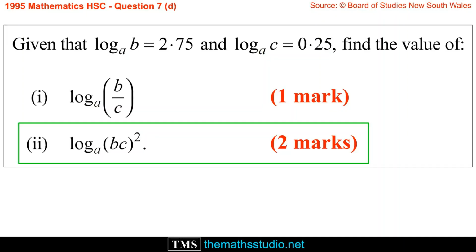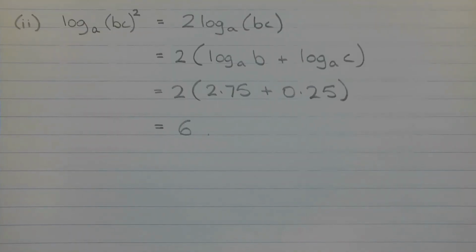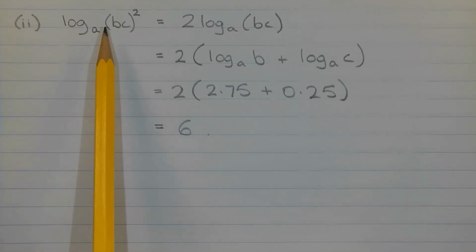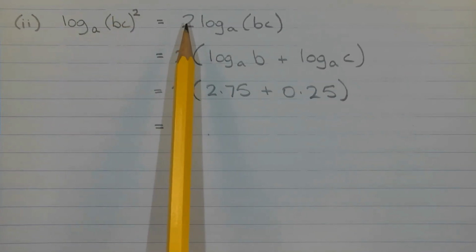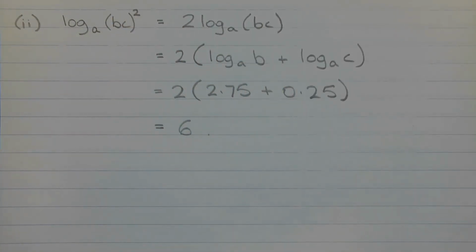Part 2. Find the value of log base A of (BC) to the power of 2. Using the product logarithm law, log base A of (BC) to the power of 2 is 2 times log base A of BC. Now using the addition logarithm law, log base A of BC is log base A of B plus log base A of C. So combining both of those logarithm laws, the product logarithm law and the addition logarithm law, we have 2 times open bracket log base A of B plus log base A of C close bracket.